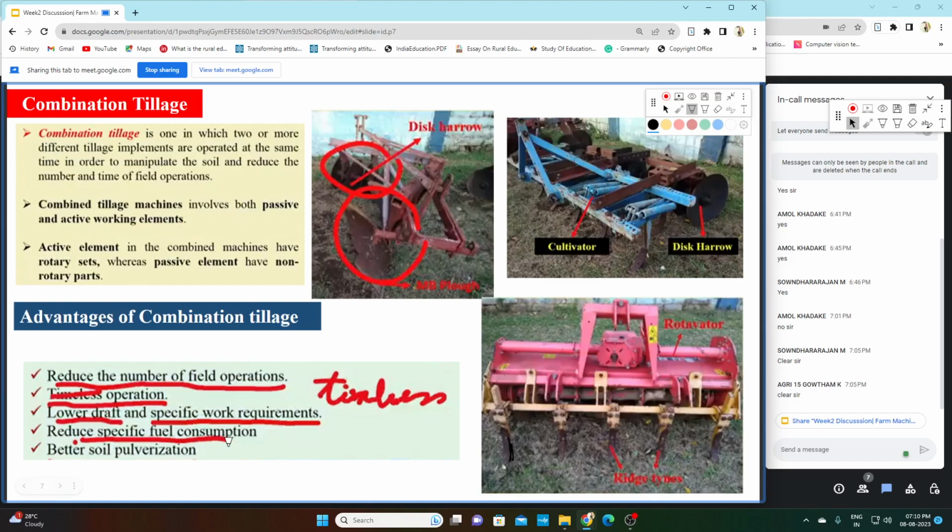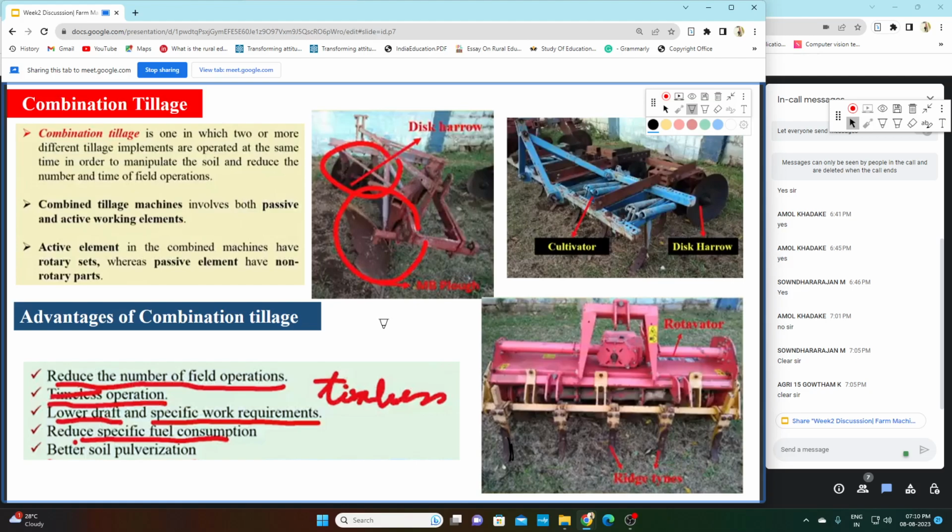Second, it will reduce specific fuel consumption, because your tractor is operating only once, okay. Last is better soil pulverization. As we are going with two equipments, one equipment is doing the soil pulverization, and the second equipment is aiding it, okay. So soil pulverization will be more for this type of implements.